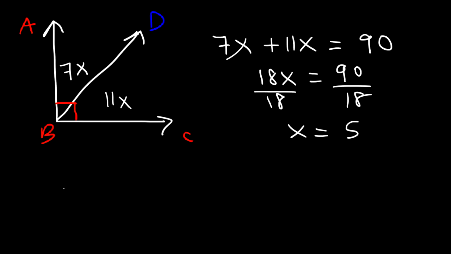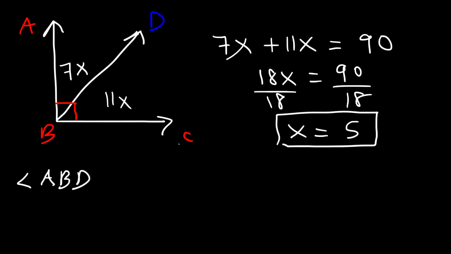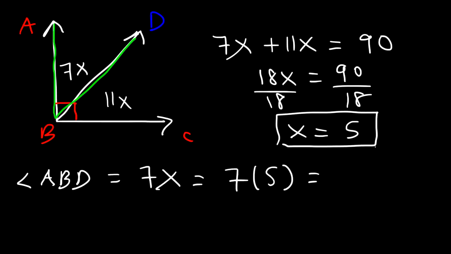But our goal is to find the measure of angle ABD, not simply the value of x. Angle ABD, keep in mind, is 7x. So our goal is to find the value of 7x. That's 7 times 5, which turns out to be 35 degrees. If we wanted to find angle DBC, that's 11x. 11 times 5 is 55.